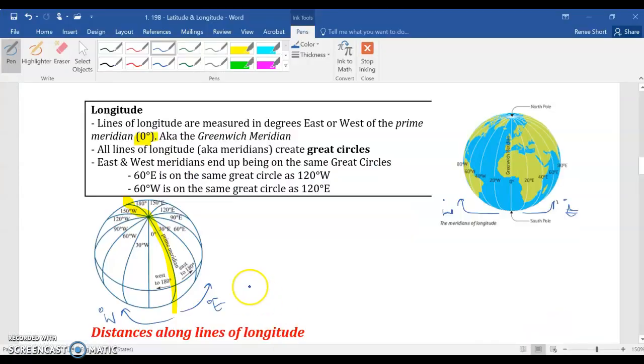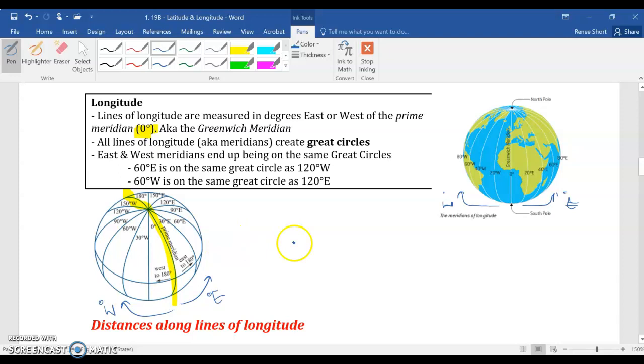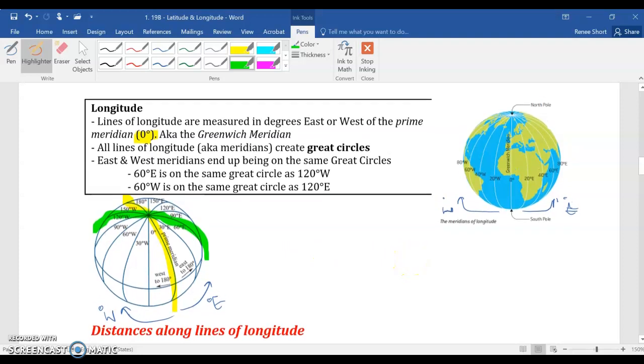What we can also see on here is if we look at this line of 60 degrees east, it matches up on the other side with 120 degrees west. They both add up to 180 degrees, because if I split the globe in half, half of 360 is 180 degrees there. So those show us our lines of longitude.